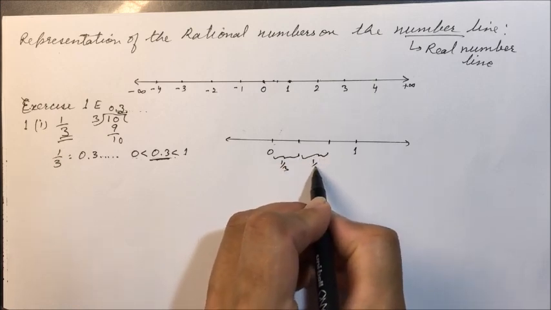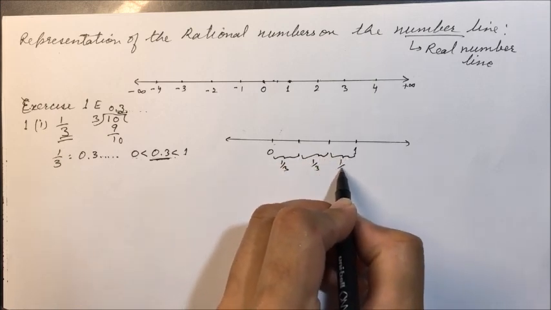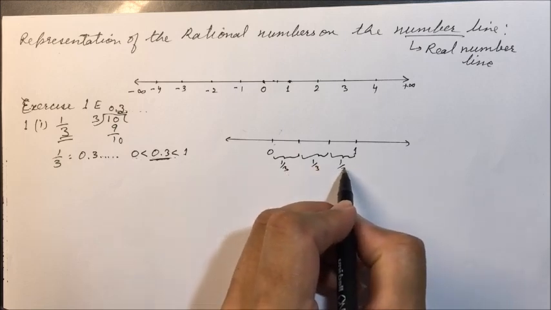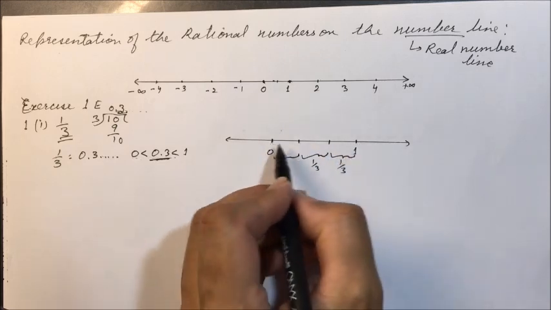This is how much? 1 by 3 part. This is how much? 1 by 3. If you add them, 1 by 3 plus 1 by 3 plus 1 by 3 is 1. So from here to here is 1.